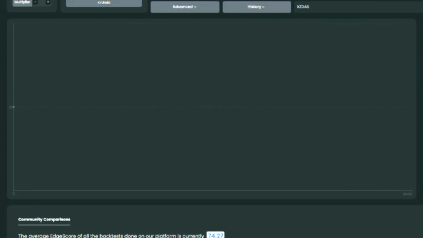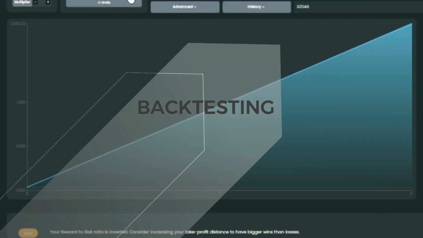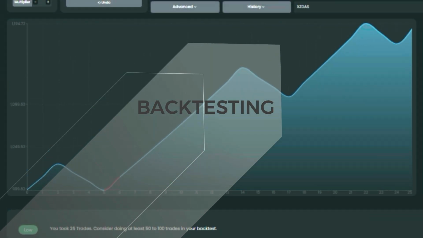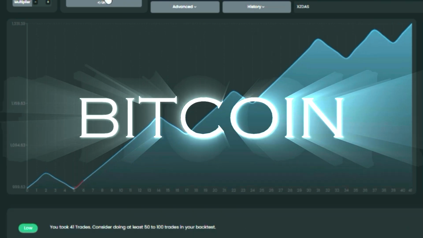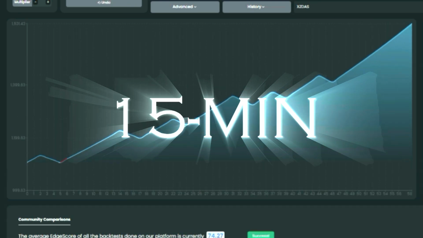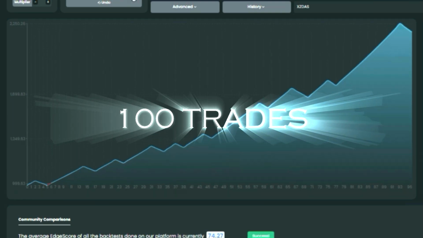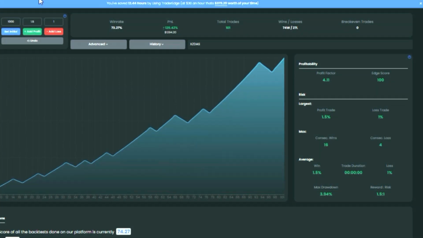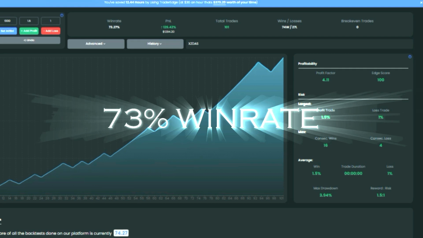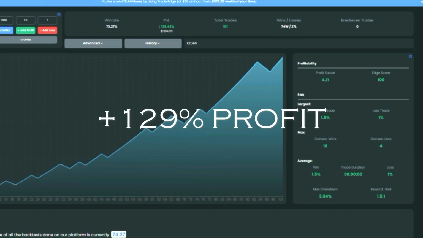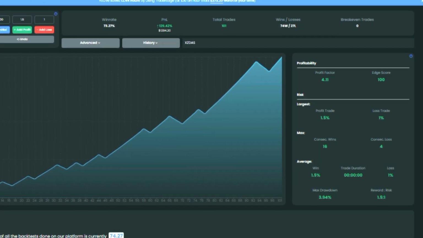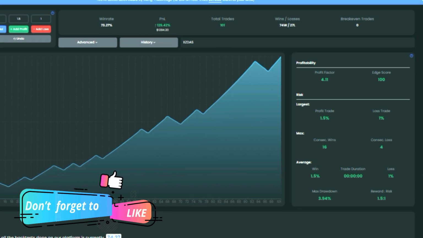Alright, now let's talk about the awesome results we got from testing this strategy. We tried it on the Bitcoin chart with a 15-minute time frame with a risk-reward ratio of 1 to 1.5. And guess what? We hit the jackpot. Out of 100 trades, we won 73% of them. And the total profit was a whopping 129%. That's like scoring big in your favorite game.